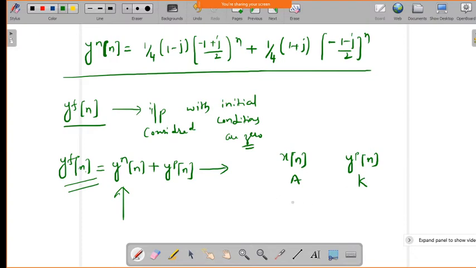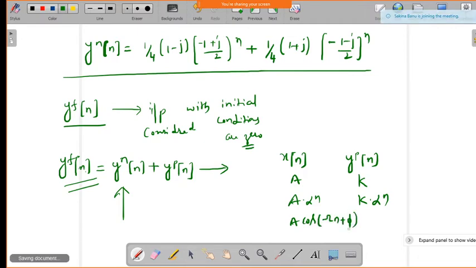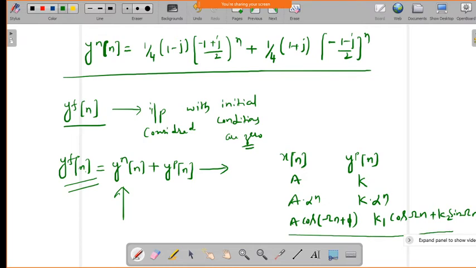Similarly, if the input is a into alpha power n, we take the particular solution as k into alpha power n. If it is a into cos of omega n plus pi, the particular solution is k1 into cos omega n plus k2 into sin omega n. So whichever form the input is in, you have to consider the corresponding particular solution.